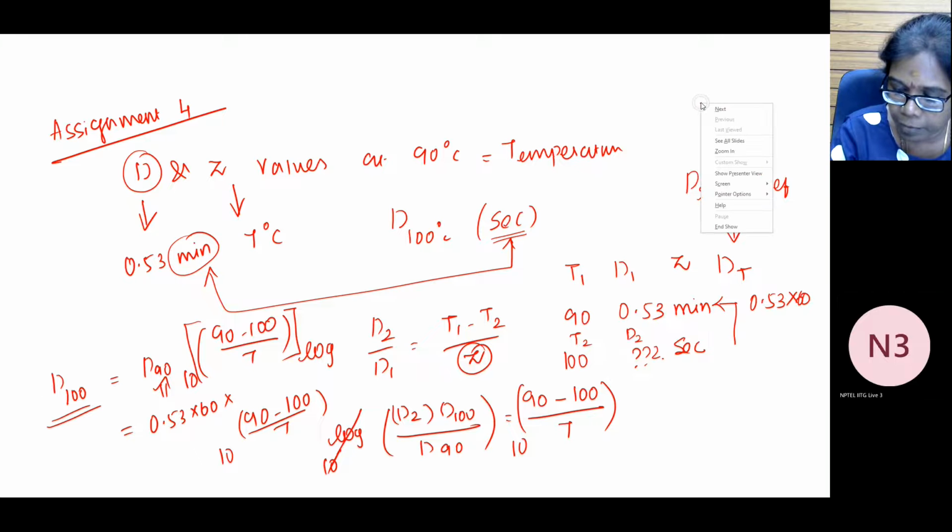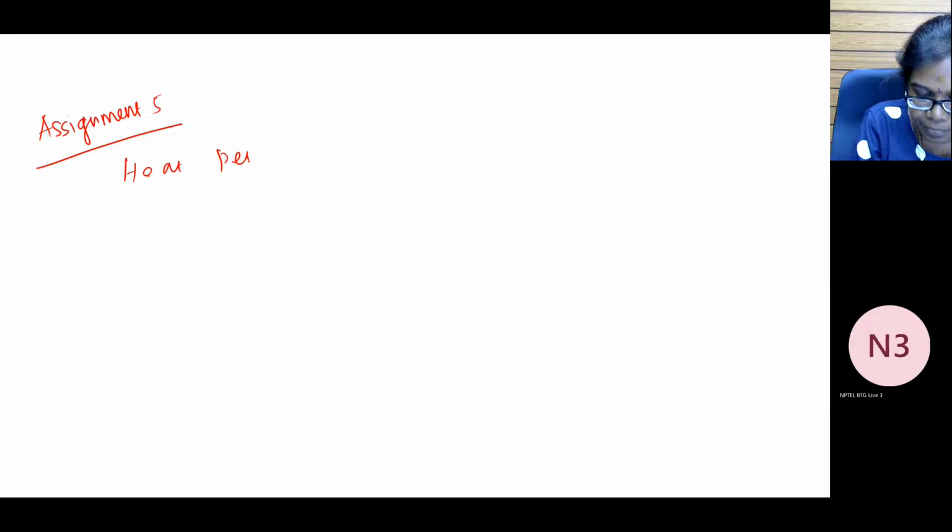So this is the assignment 4 problem. Then we had assignment 5. In that, the problem given is based on the heat penetration test. In that, it was told that we had used an inoculation test.